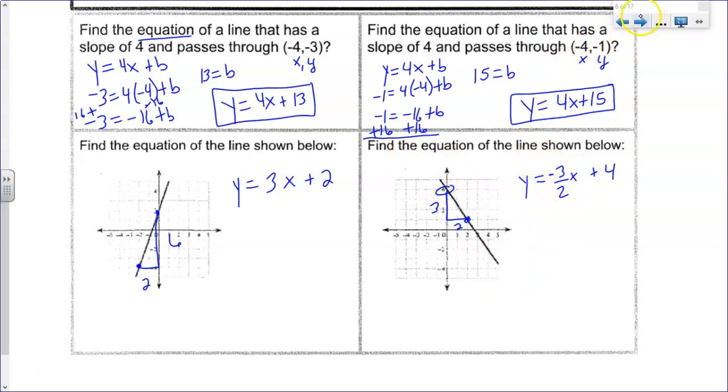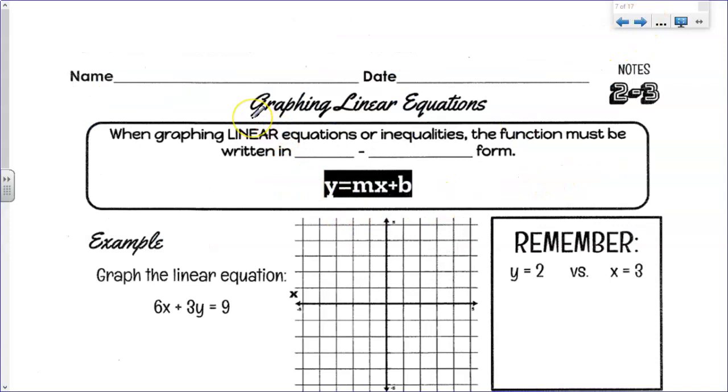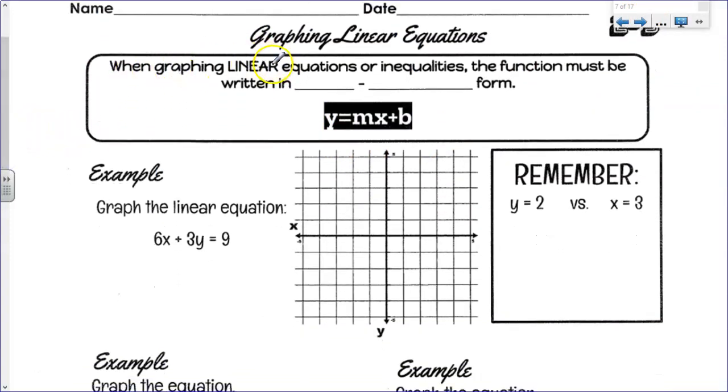Now we're going to graph linear functions using that data that we just found. So when graphing linear equations or inequalities, the function must be written in slope-intercept form. Okay, and we just talked about that. That's y equals mx plus b.